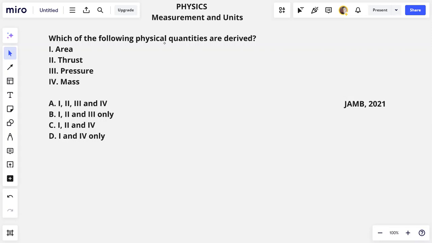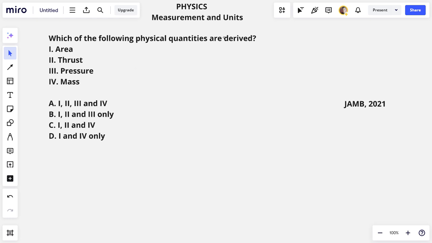Which of the following physical quantities are derived? I, area; II, thrust; III, pressure; IV, mass. So here are the options. Well, let's see which option will be correct.